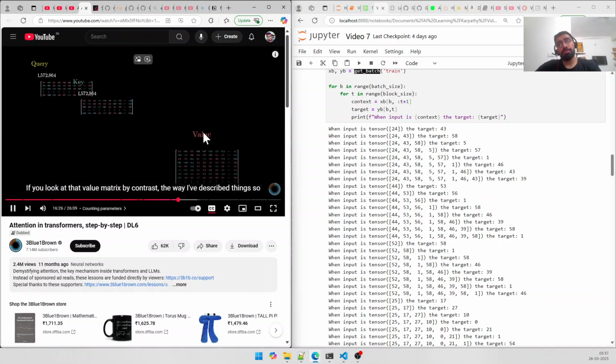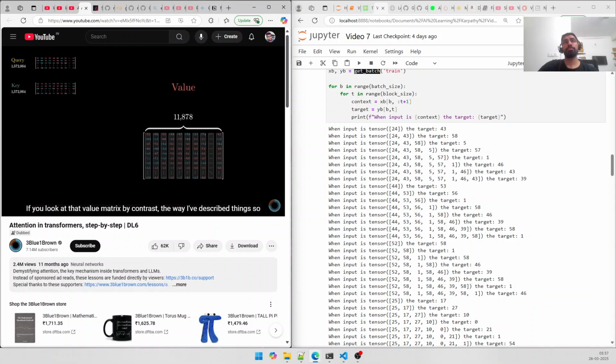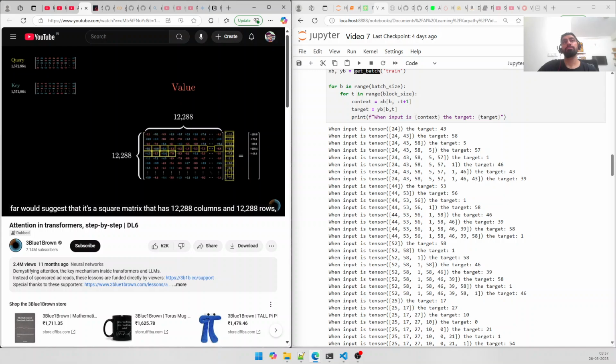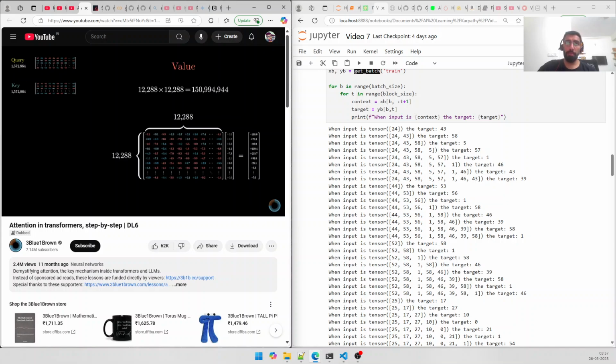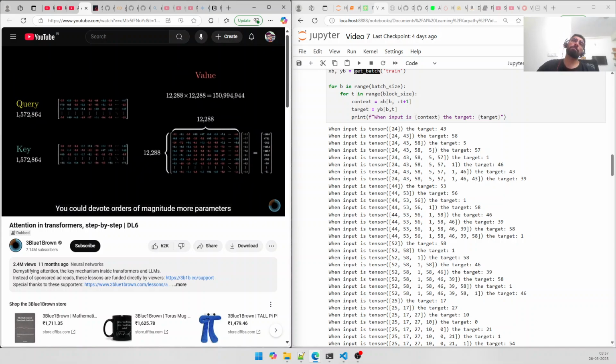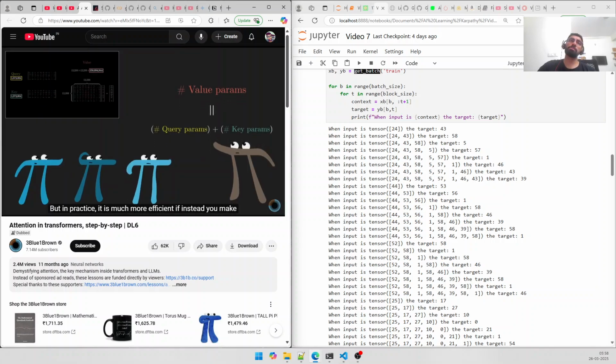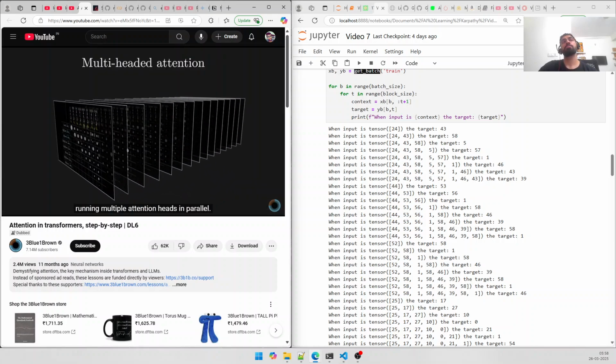If you look at that value matrix, by contrast, the way I've described things so far would suggest that it's a square matrix that has 12,288 columns and 12,288 rows, since both its inputs and its outputs live in this very large embedding space. If true, that would mean about 150 million added parameters. And to be clear, you could do that. You could devote orders of magnitude more parameters to the value map than to the key and query. But in practice, it is much more efficient if instead you make it so that the number of parameters devoted to this value map is the same as the number devoted to the key and query. This is especially relevant in the setting of running multiple attention heads in parallel.